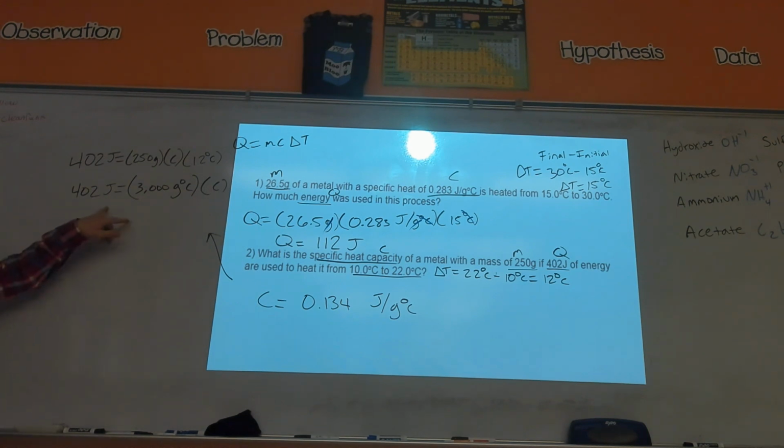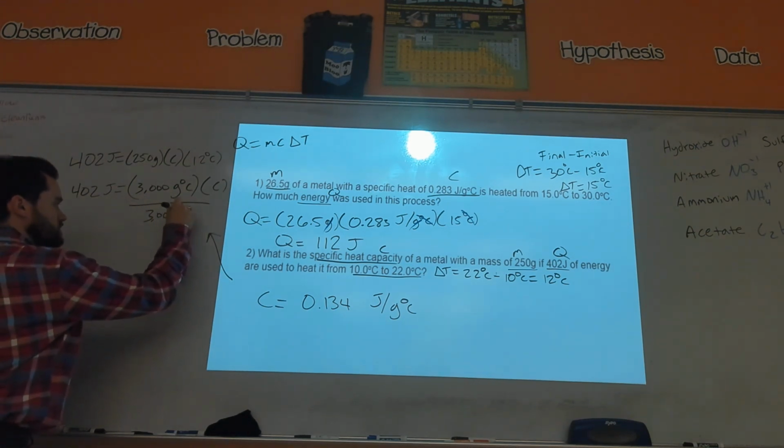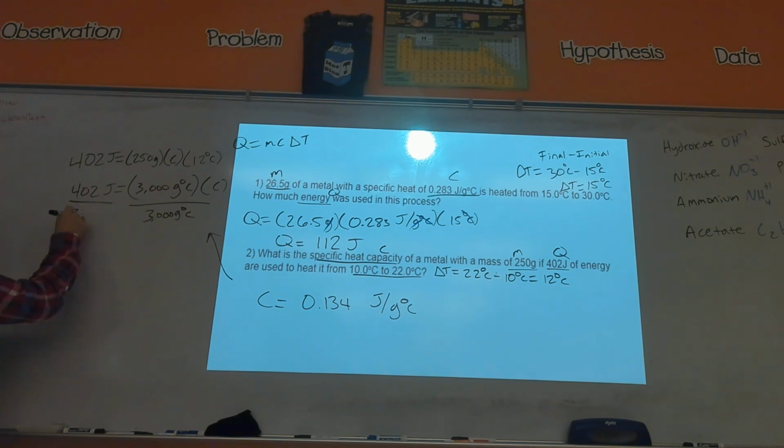But if you're looking at it mathematically, because you're going to divide both sides by 3,000, these cancel, but then 402 divided by 3,000, that's 0.134, and then you have joules divided by grams degrees Celsius, which you then see right there. Okay? Questions about this? Again, you really got to make sure that you understand this for the final.